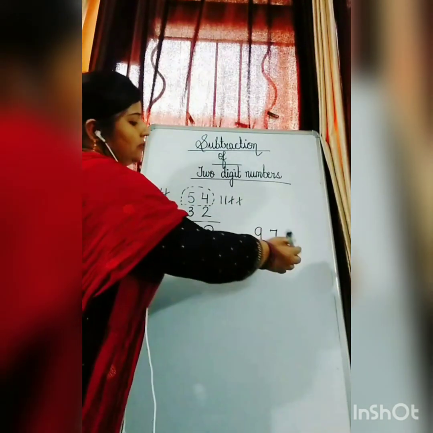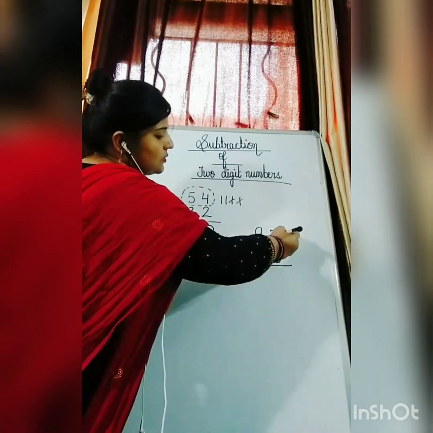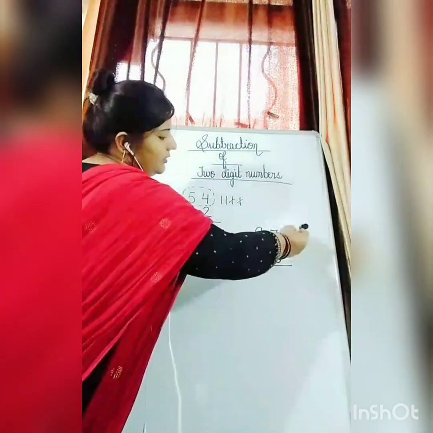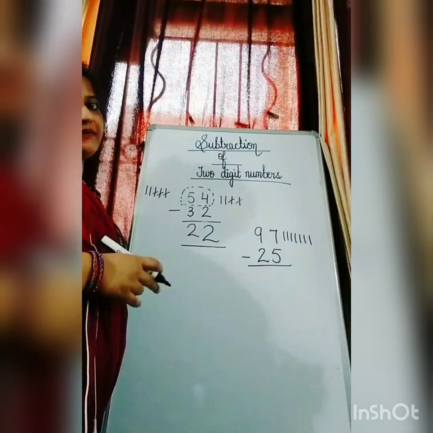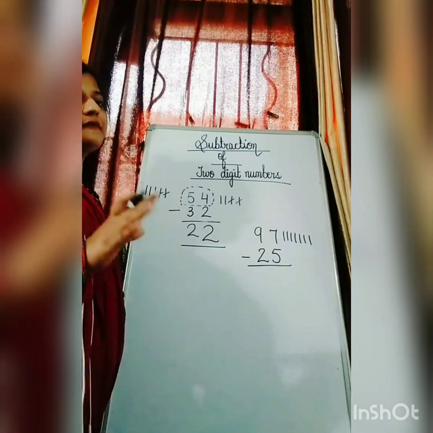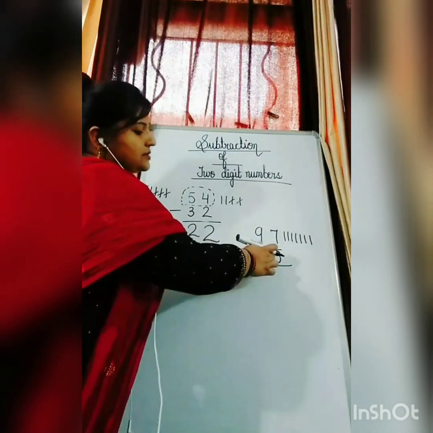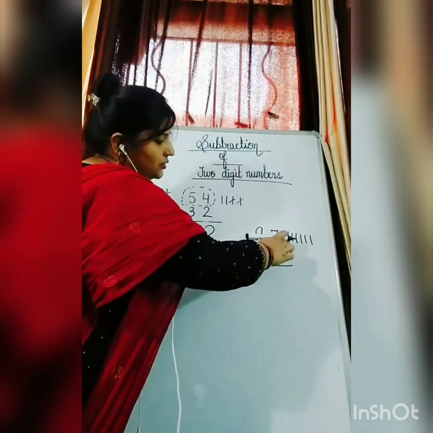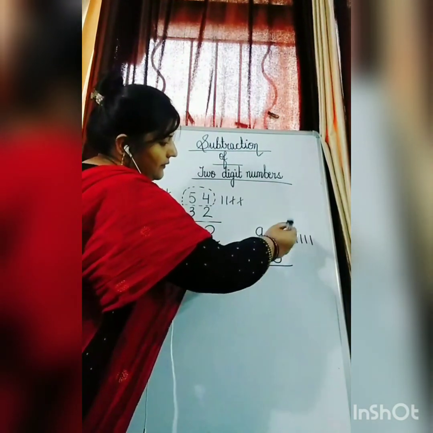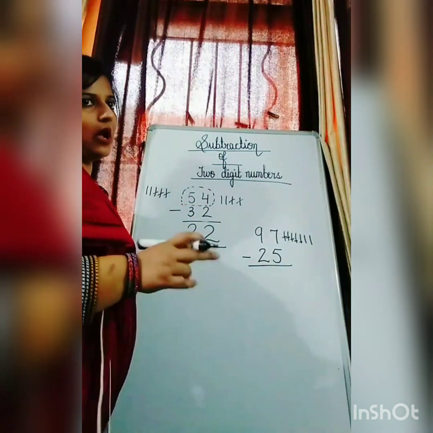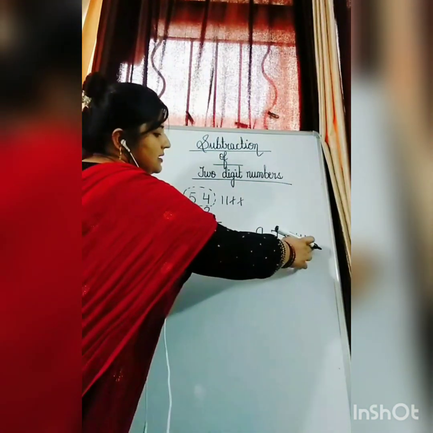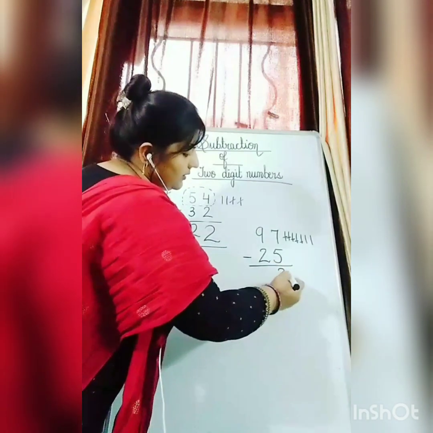So 7, make 7 lines first. 1, 2, 3, 4, 5, 6, 7. From these 7 lines, you are going to cut 5 lines because 5 is over here, right? 1, 2, 3, 4, 5. How many lines are left? When you count it, you find that 2 lines are left. So you put 2 over here.